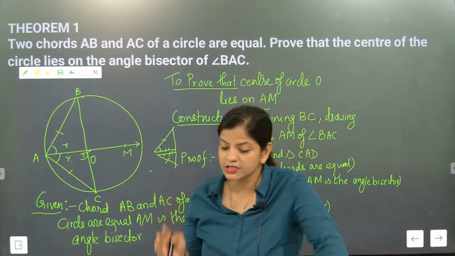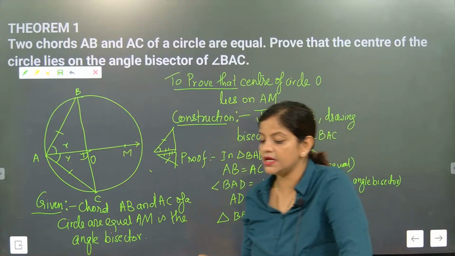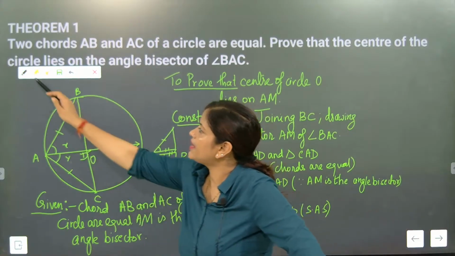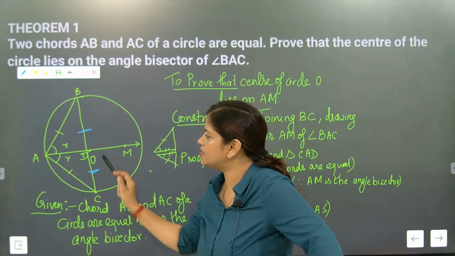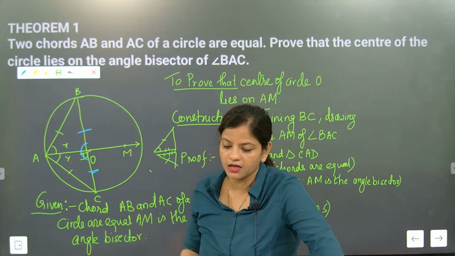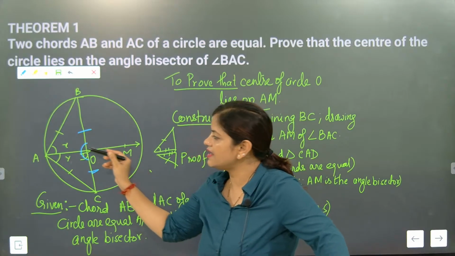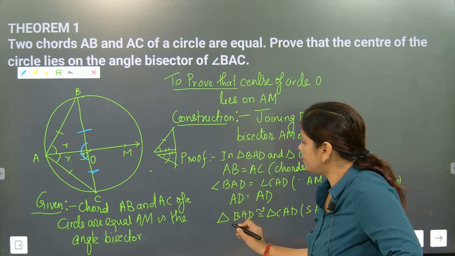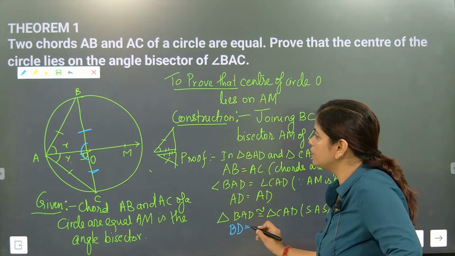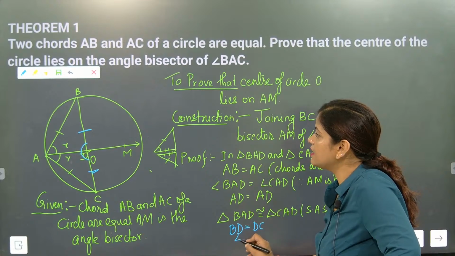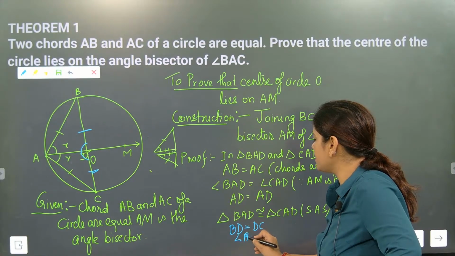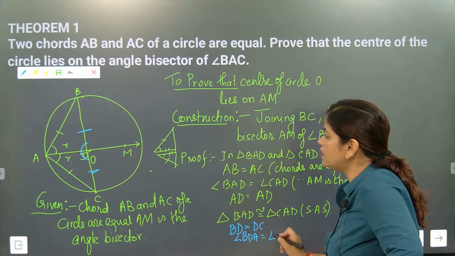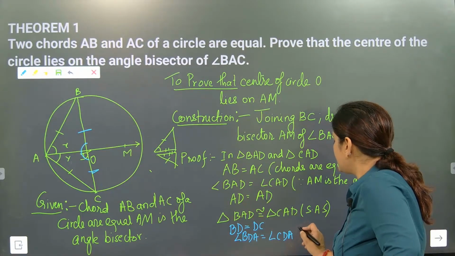Once congruency is proved, our second strategy is, by CPCT, we can say that this side is equal to this side, and this angle is equal to this angle. We can write that BD is equal to DC and angle BDA is equal to angle CDA by CPCT.